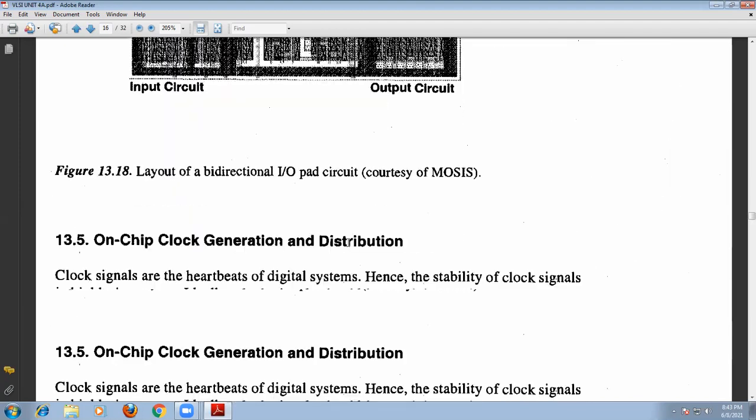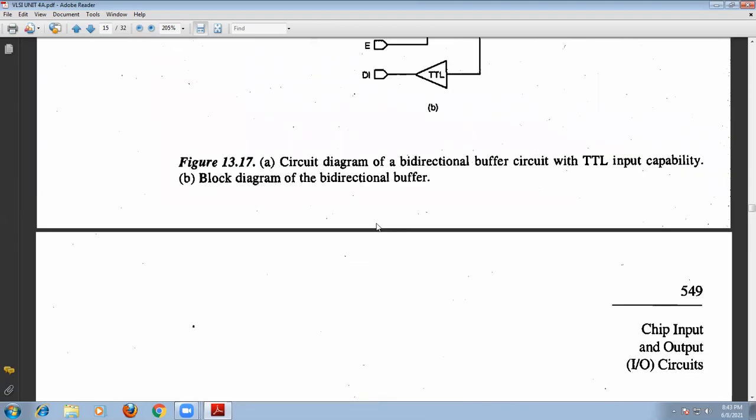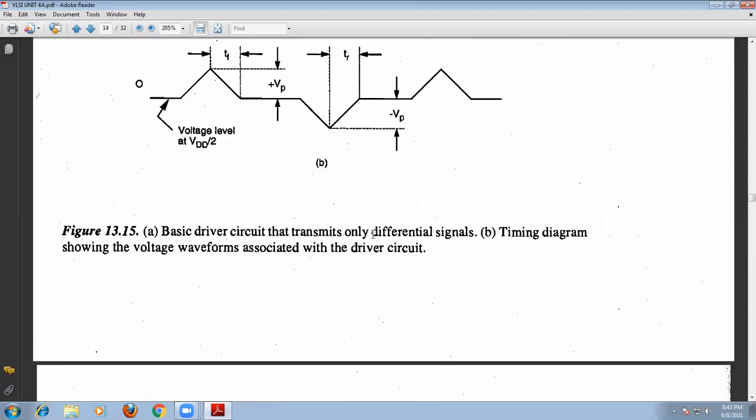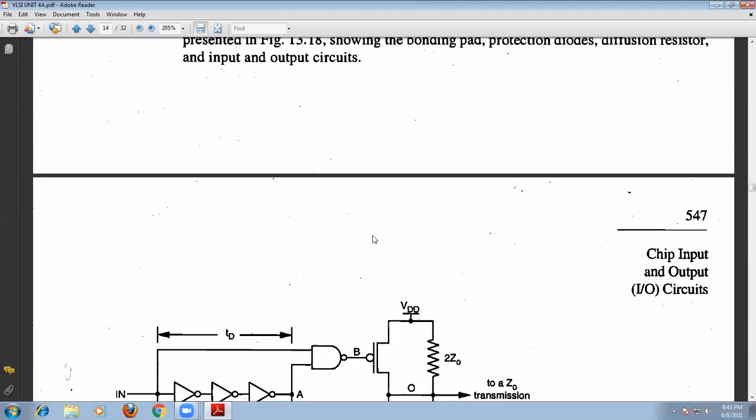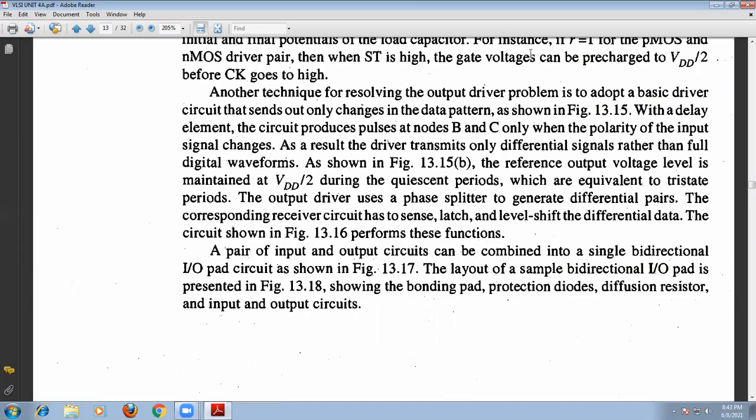In the next class we will go for on-chip clock generation and distribution. This topic, the output circuit and LdI/dt noise, is very important from the examination point of view. Okay, I'm going to stop the screen now.